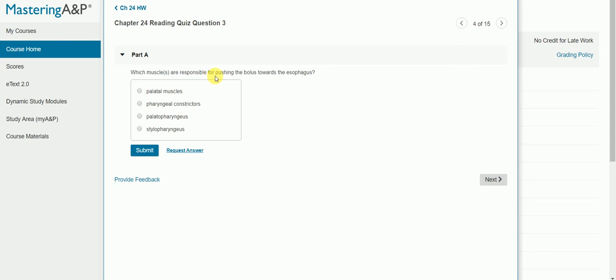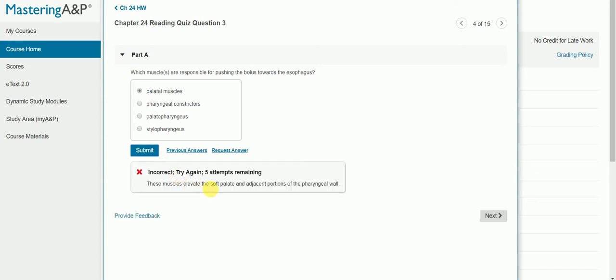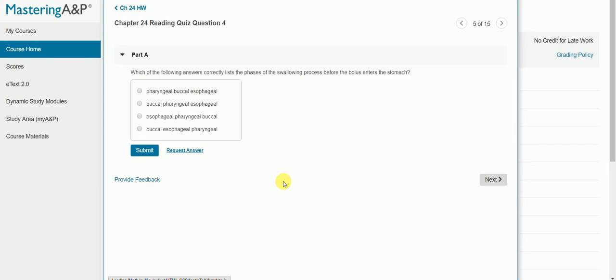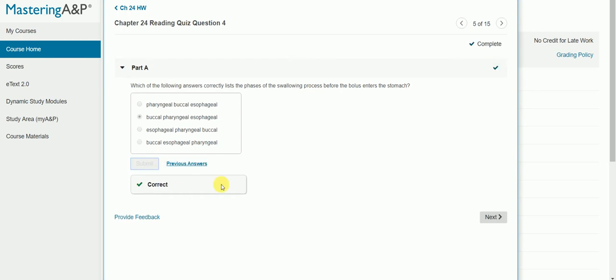Okay, so which muscle is responsible for pushing the bolus towards the esophagus? Shouldn't be that. Oh, this one? Pharyngeal constrictors. So these are some good practice problems if you guys didn't know some of this information. Which of the following answers could correctly list the phases of the swallowing process before the bolus enters the stomach? Goes more on the cheek, then the pharynx, then the esophagus should be last. Yep.